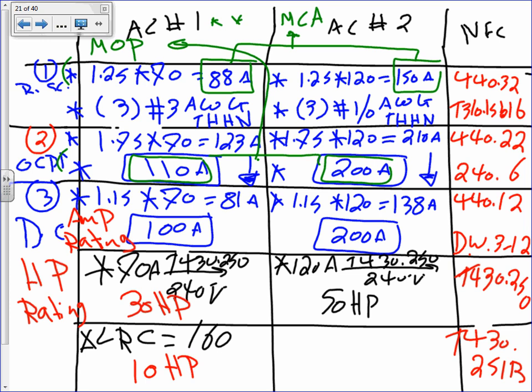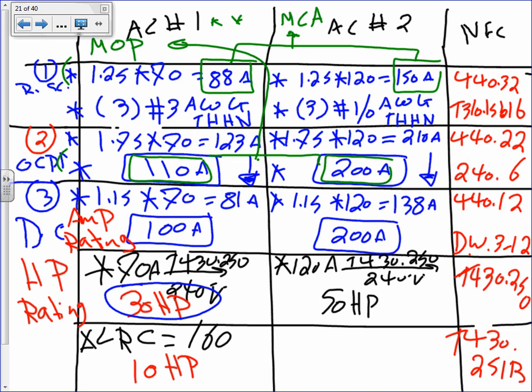Now, I need a genius to tell me if the two calculations came up with two different numbers. One is higher horsepower, which one are we going to pick? Remember, higher number means better protection. So the horsepower rating of the equipment will be 30 horsepower. This equipment will be rated for 30 horsepower.